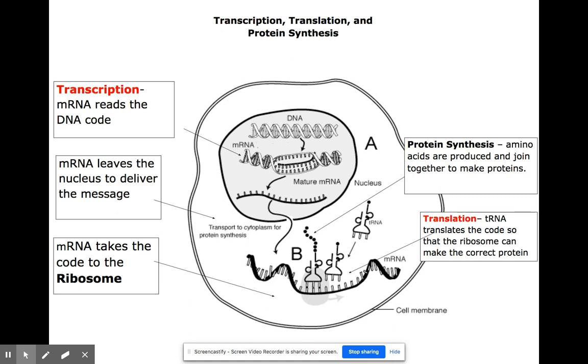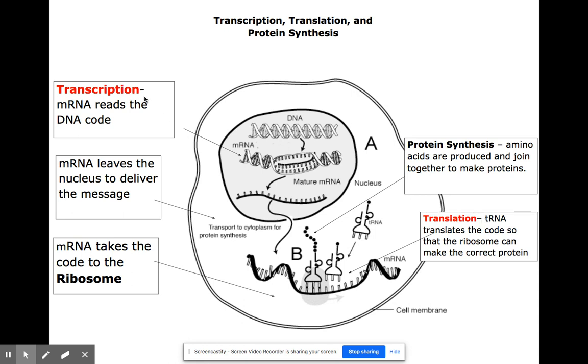Another process that we need to talk about is protein synthesis. So synthesis means to make, and essentially protein synthesis is the making of a protein. What's really fascinating about DNA is that it's the blueprint of life, which means that it has this special coding to make different proteins that our bodies need. And so we're going to talk about two different steps in the process of protein synthesis: transcription and translation.